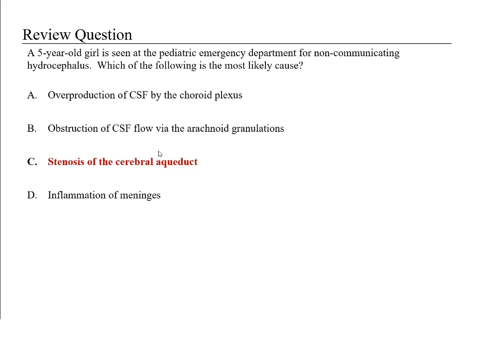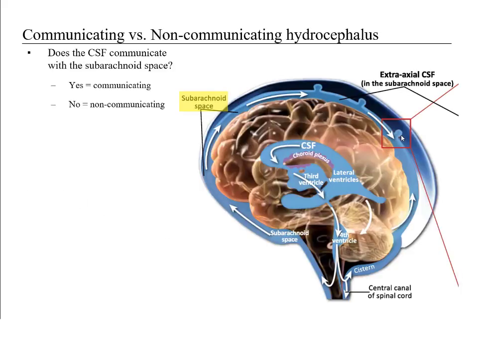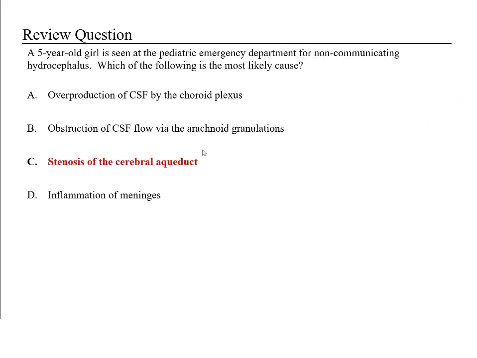Stenosis of the cerebral aqueduct, that is the correct answer for non-communicating hydrocephalus. And inflammation of the meninges, well, if there's inflammation of the meninges, it's going to irritate or cause problems at this point in the flow, but there'll still be flow between the fourth ventricle and the subarachnoid space. And so the correct answer here is C.